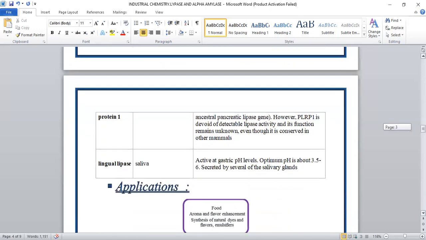So the last one is lingual lipase, which is present in saliva. It is active at gastric pH levels. Optimum pH for this enzyme is about 3.5 to 6, and it is secreted by several of the salivary glands.